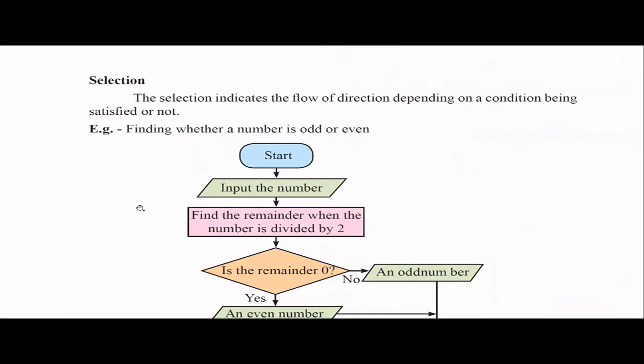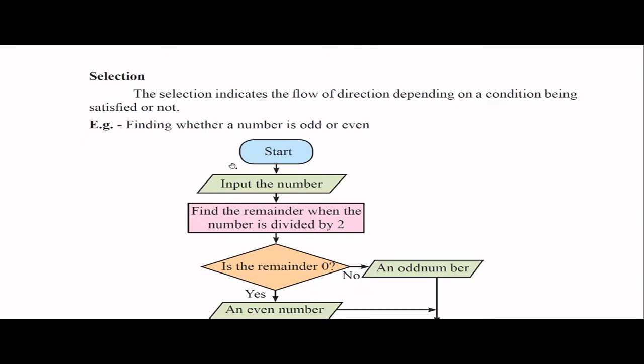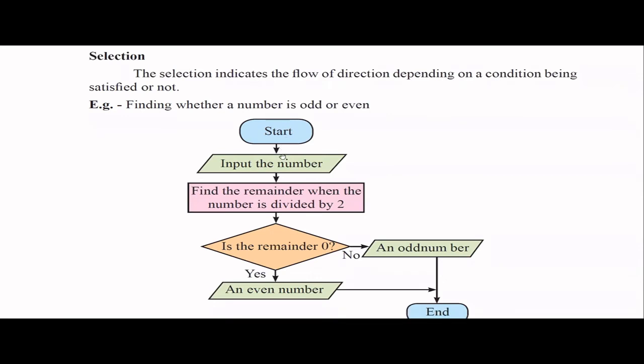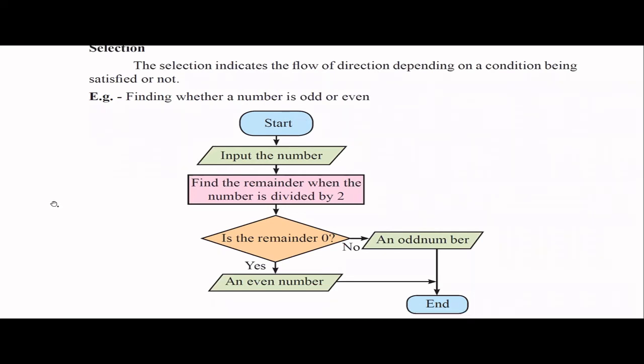Then the next one is selection. Selection happens based on a condition. Here they are going to find whether a number is odd or even. So you start, you get the number. This is an input, and you see the symbol is a parallelogram. Then you have to find whether it is odd or even. How do you find that? You divide the number by 2 and get the remainder. I hope you know how to do this.